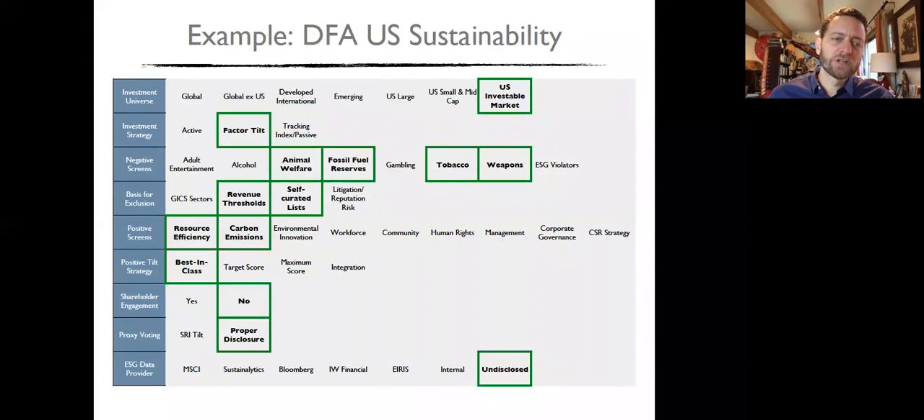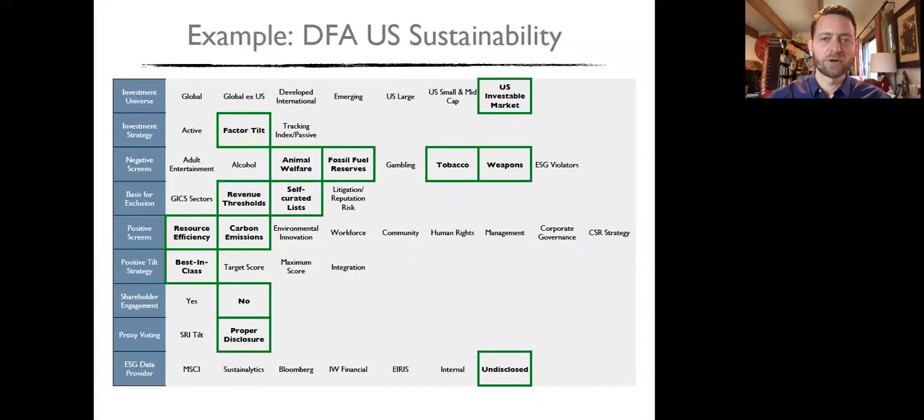On this particular slide, we look at the investment universe that the manager is investing in. Are they active or passive? What negative screens are they including in the case of a mutual fund? Or if it's a separate account manager, what negative screens can our client select from to divest? And is the basis for exclusion just an entire industry exclusion, or is it revenue thresholds or other things? What are the positive screens? What can you tilt towards, and how do you do that? Is it best in class or optimizing a certain score?